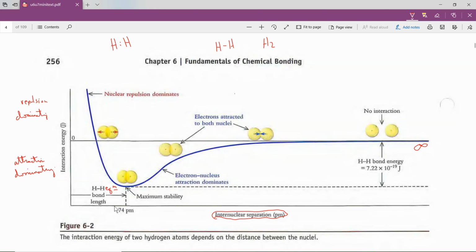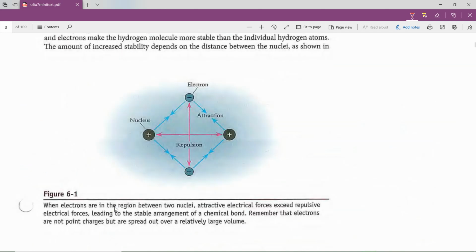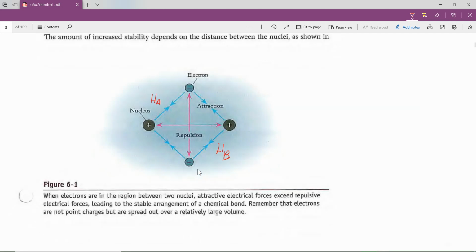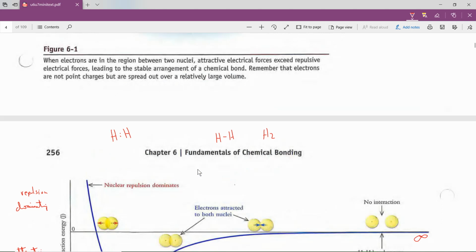If I look up a bit here, we see what's happening. If we have two atoms, here's hydrogen A and here's hydrogen B. The proton of hydrogen A and the proton of hydrogen B repel each other. The electron of hydrogen A and the electron of hydrogen B repel each other. But the proton in hydrogen B attracts the electron in hydrogen A, and the proton in hydrogen A attracts the electron in hydrogen B. So you get this battle, competition, compromise to get you to the formation of a covalent bond.